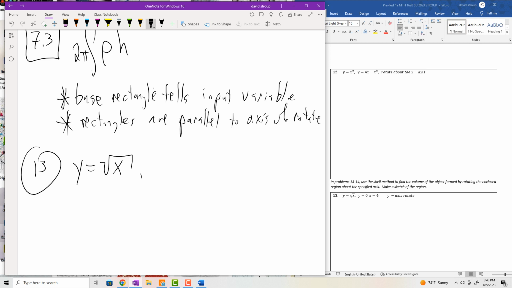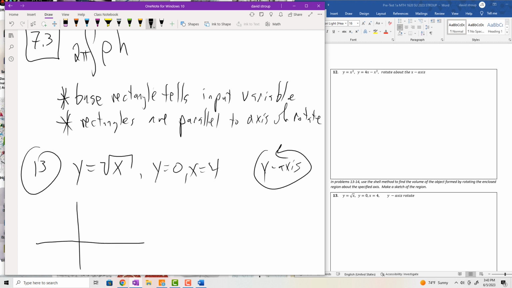Okay. So anyways, we got y is square root x, then y is 0, then x is 4, and we want to do a y-axis rotation. So first, give me a sketch. So y equals square root x again is this half parabola. X equals 4 is a vertical line out here, and y equals 0 is the x-axis. So the region we're rotating is this red region. We're going about the y-axis this time, and the shells are parallel. Okay, so the shell rectangle will be parallel to that axis of rotation.